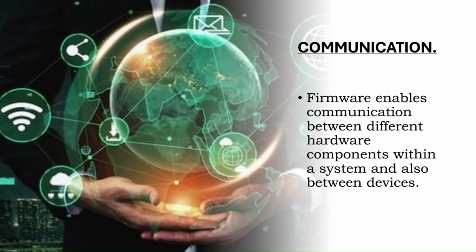A last example of a use of firmware includes communication. Firmware enables communication between different hardware components within a system and also between devices. Firmware provides instructions to help hardware start up, communicate with other devices, and perform basic input or output tasks.